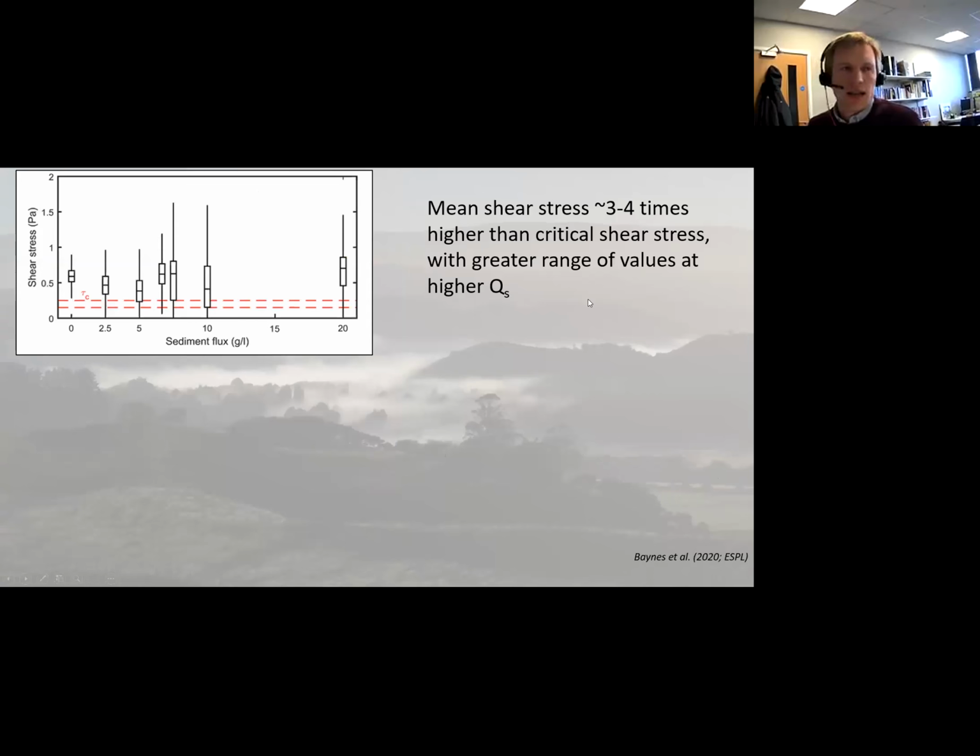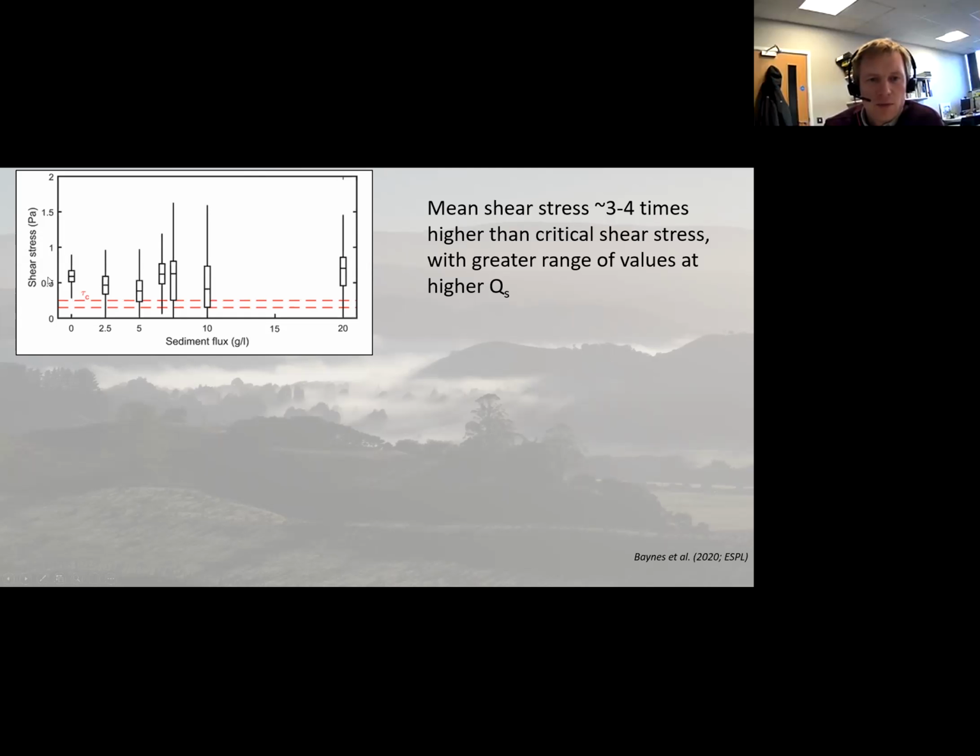So we then looked at the shear stress in more detail during these experiments using that water model, that numerical model output for the water depth. And it's quite interesting here, so plotted in red is the critical shear stress for transporting the material, and then the box plots show the median and the range of shear stress values based on the water depth and the hydraulic slope in the experiments.